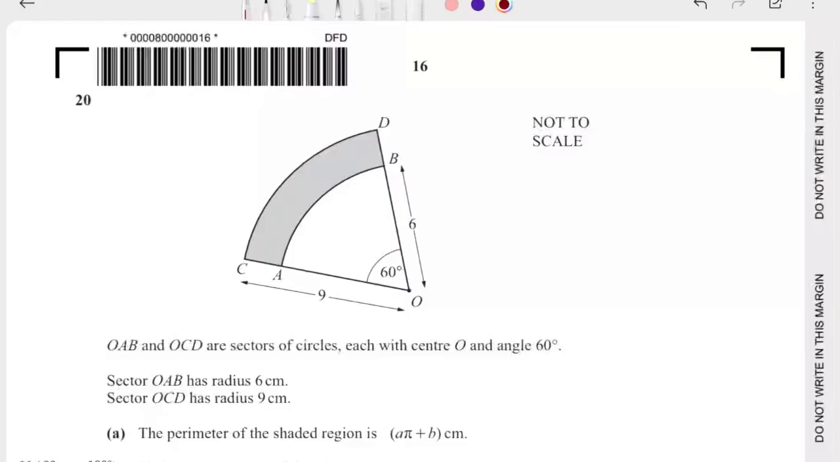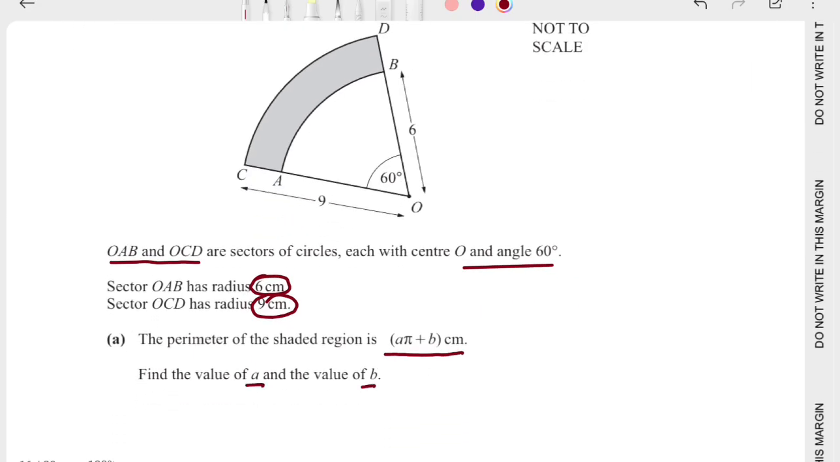OAB and OCD are sectors of a circle, each with a center O and an angle 60. Sector OAB has radius 6 cm and sector OCD has radius 9 cm. The perimeter of shaded region is A pi plus B centimeter. Find the value of A and B.